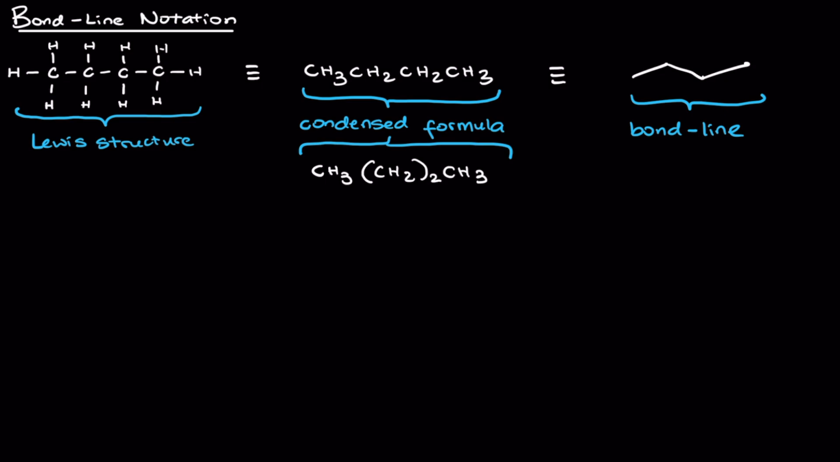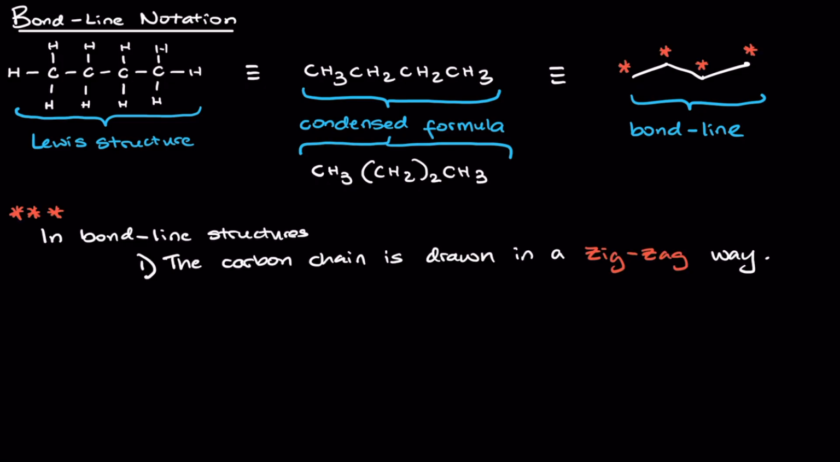And notice right off the bat that things look very different from the Lewis structure, where we're not really seeing any of the carbons or the hydrogen atoms on this particular molecule. And so we will make note here that for bond line structures, the carbon chain is drawn in a zigzag way. So notice that instead of having everything look linear, we actually see the bent geometry, if you will, around every carbon on this chain.